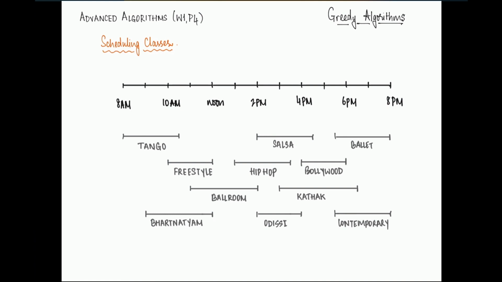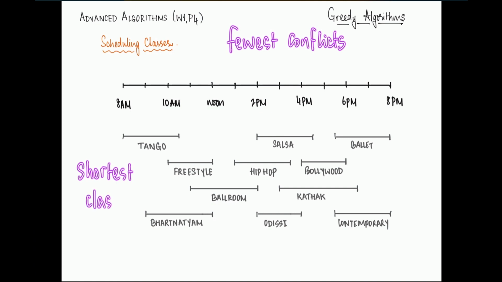So let's take a look at the strategies that we considered last time. So we said we could try picking the class with the fewest conflicts. And then after making this choice, of course, we would have to remove all the classes that conflict with the chosen class and repeat this for as long as we can. And it turned out that this didn't work. We also said we could try to pick the shortest classes first, and that also did not work, as we saw with a simple example.